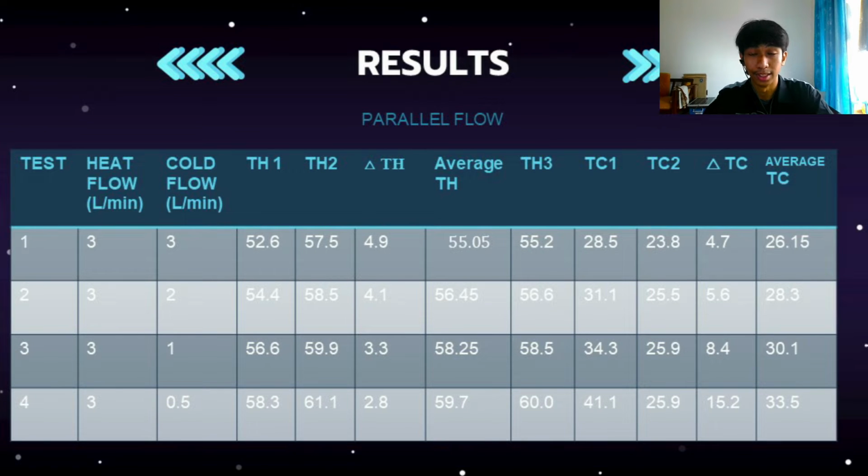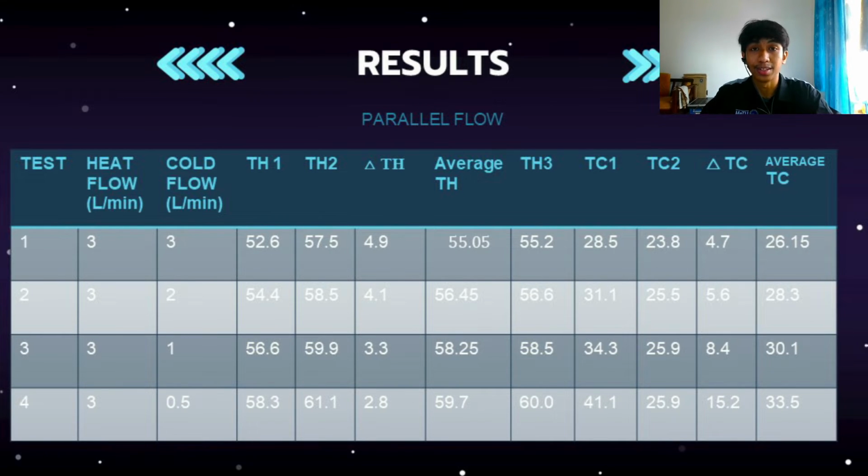So this is our result. We've done 4 tests for parallel and counterflow. Bear in mind that the heater temperature for this experiment is constant, which is 60 degrees Celsius, and each test we run with a different flow rate for the cold flow: 3 liters per minute for test 1, 2 liters per minute for test 2, 1 liter per minute for test 3, and 0.5 liter per minute for test 4.